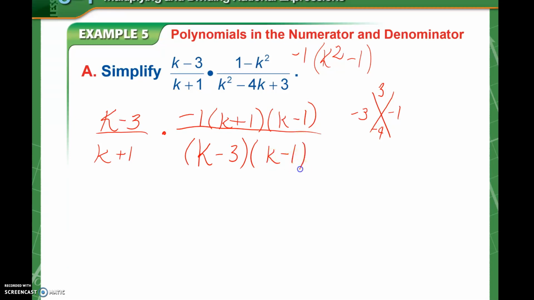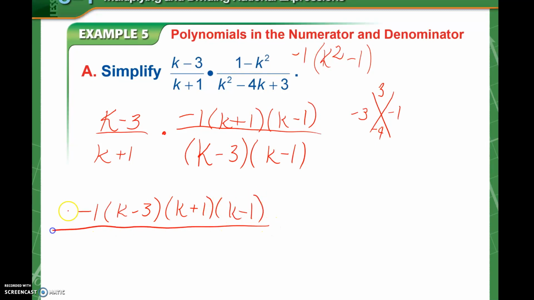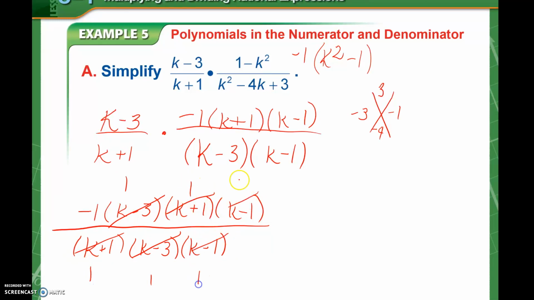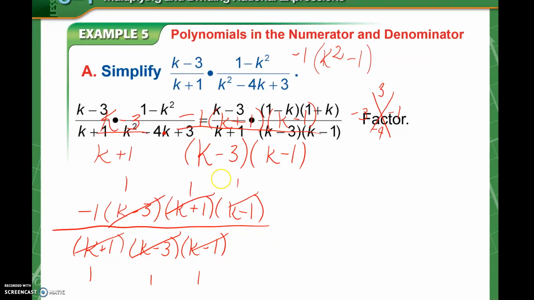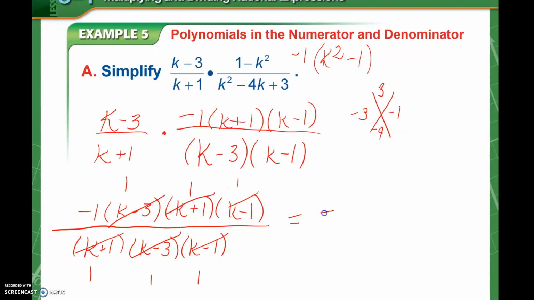I'll multiply all those top ones, so negative 1, k minus 3, k plus 1, k minus 1. So that multiplies the numerator, then multiply the denominator, k plus 1, k minus 3, k minus 1. And then simplify your common factors. So we have 1 times 1 times 1 times negative 1. Negative 1 over 1, or negative 1.